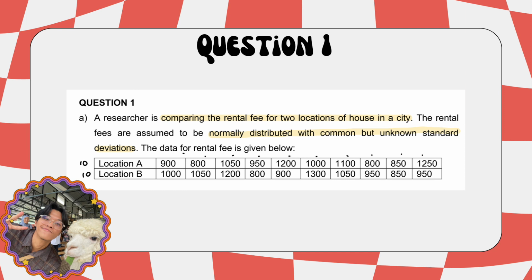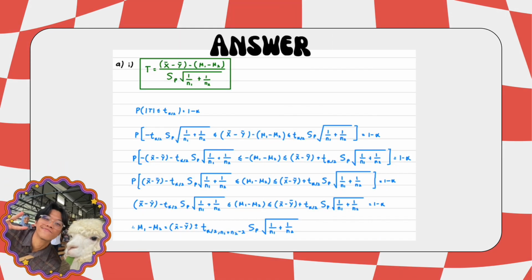1. This question is about the rental fee for two locations of a house in a city. They are assumed to be normally distributed with common but unknown standard deviation. Let's move on with the first question. The question asks us to construct a (1 minus alpha) 100% confidence interval between two means. Firstly, we have to identify the number of data from the question.